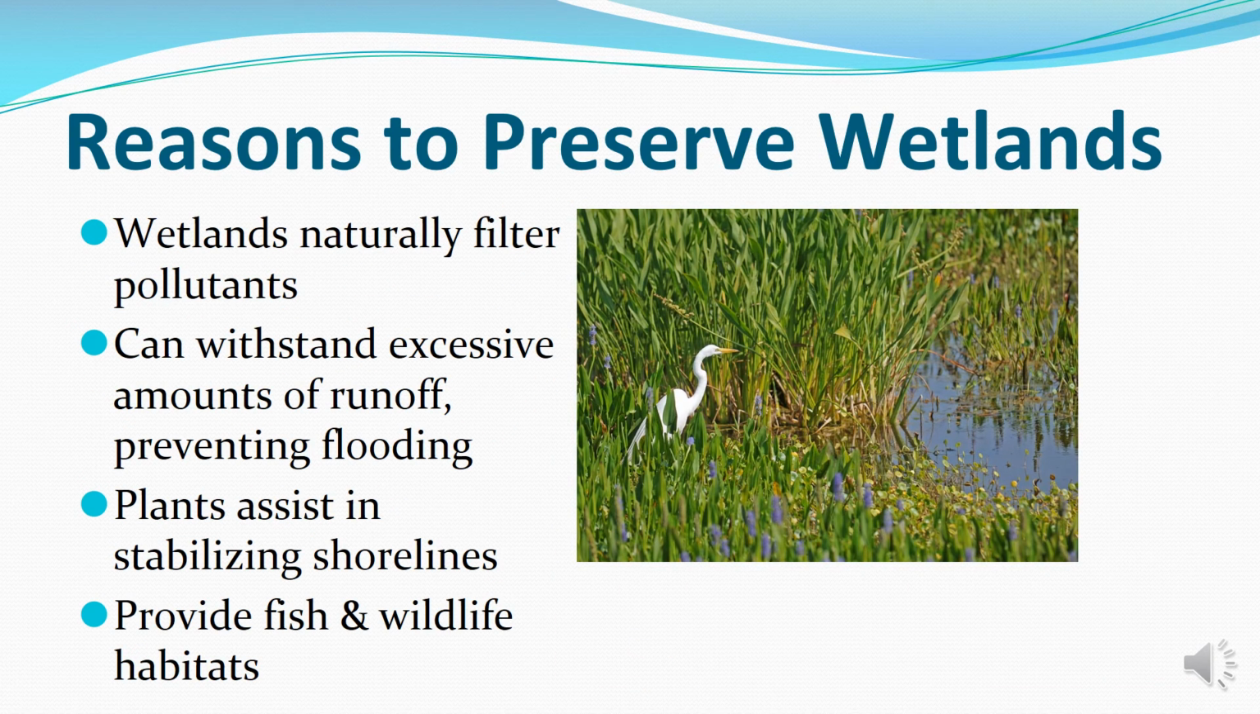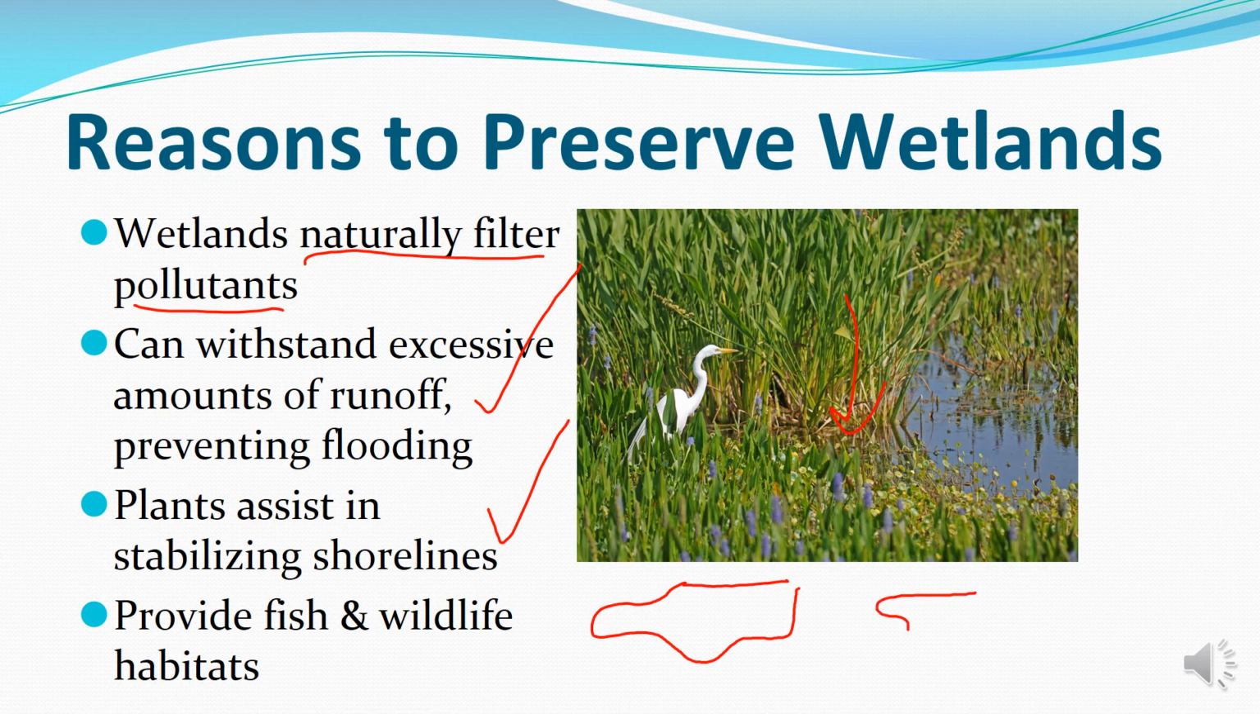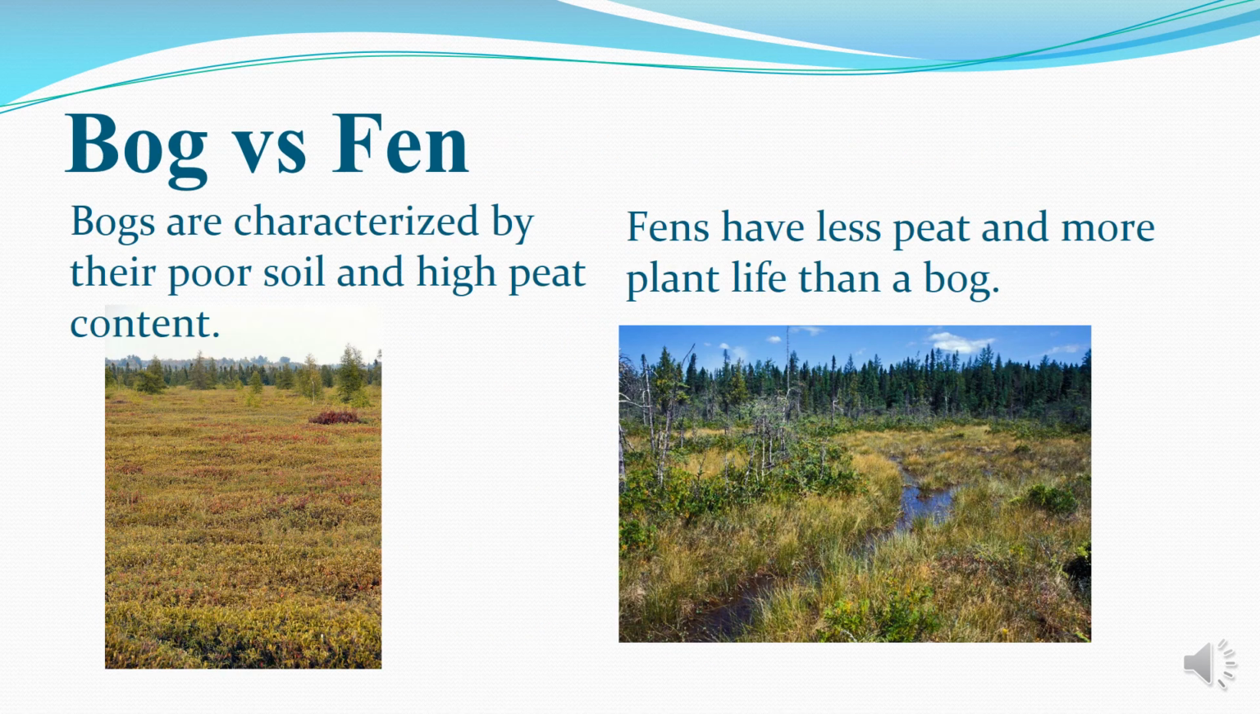Also, wetlands provide a natural filter against pollutants. They can withstand excessive runoff and prevent flooding because obviously it's a wetland, so it's meant to stay wet. Plants assist in stabilizing shorelines. Yes, we need these because if we take these plants away, our shorelines will go. So North Carolina that looks like this would eventually look like this because all of the shoreline is gone and we don't have anything to protect it. It provides fish and wildlife habitats.